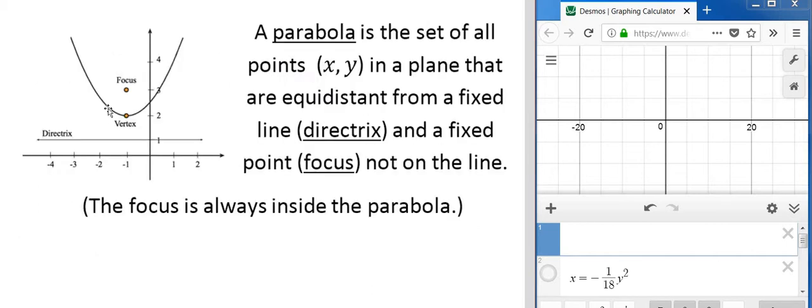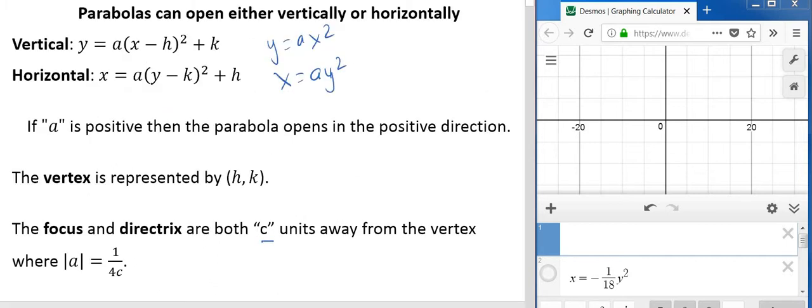So if I go back to this image real quick, this distance here is c. This distance here is c, okay? So let's see where that c comes from. Well, there is no letter c in this equation, but there's an a, and that's what ties it together. So the absolute value of a, again the negative just tells you the direction it opens, is 1 over 4c, and that's how we can figure out what c is.